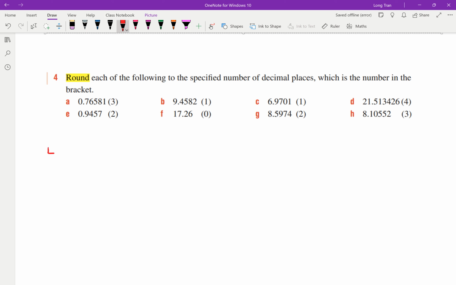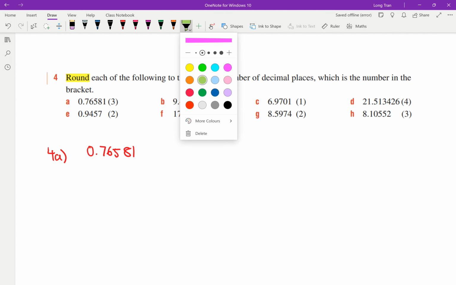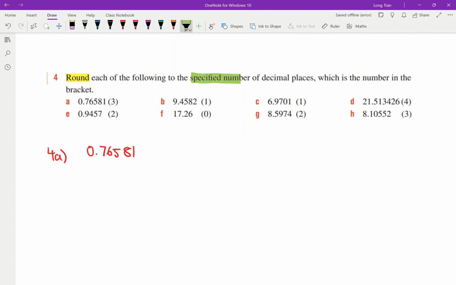So for A, we have right now 0.76581. It's too long to write all those digits, so we want to round it off, meaning make it shorter. So here it says that the specified number of decimal places is shown in the brackets. So you can see here, round to 1 decimal, round to 4, round to 3, round to 2. All right, round to 0, round to 2. Let's do A. A says you want to round it to 3 decimal places.